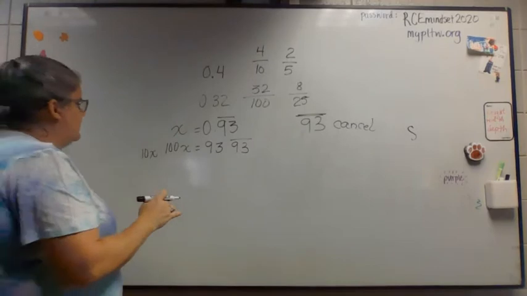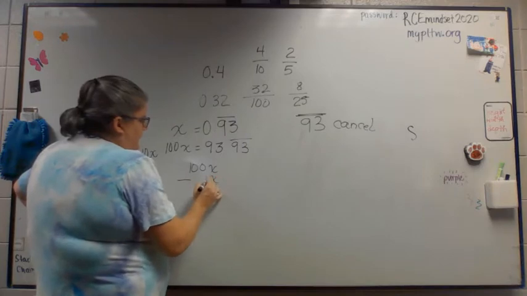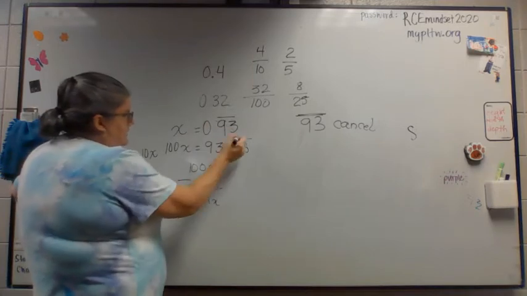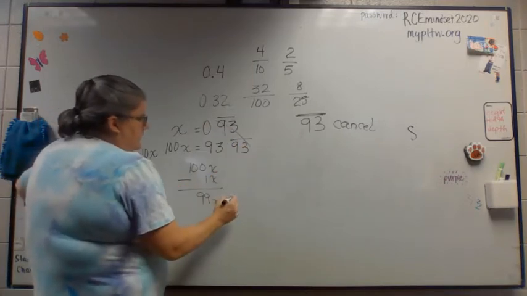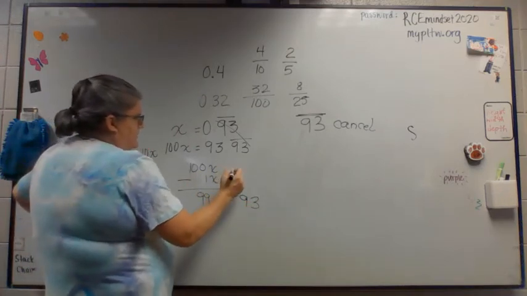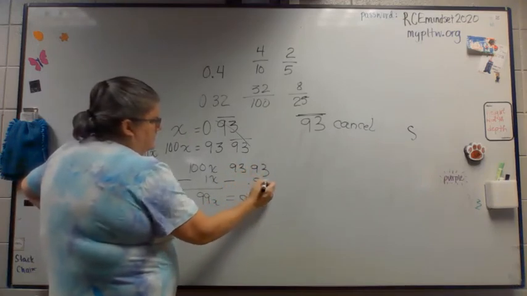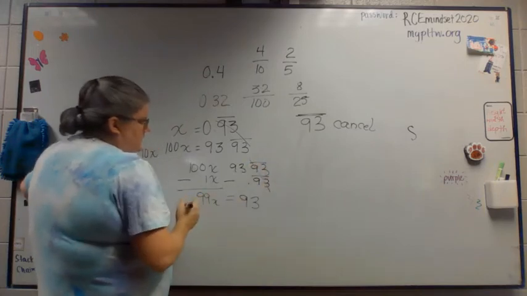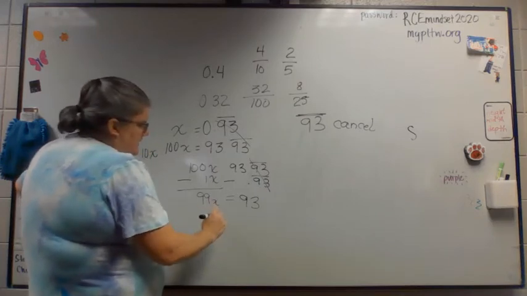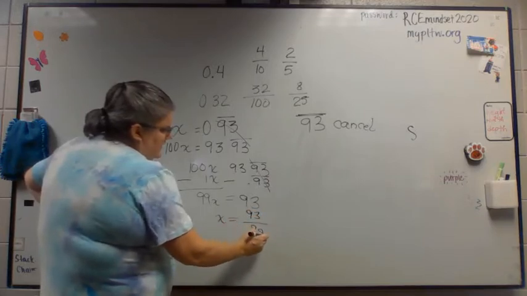So x is 0.93 repeating. I'm going to do 100x minus 1x and get 99x. And the 0.93 repeatings cancel, so I get equals 93, because I'm subtracting 93.93 repeating minus 0.93 repeating. All those decimal places cancel, so I'm just left with 93. So then to get rid of multiplying by 99, I'm going to do x equals 93 divided by 99.